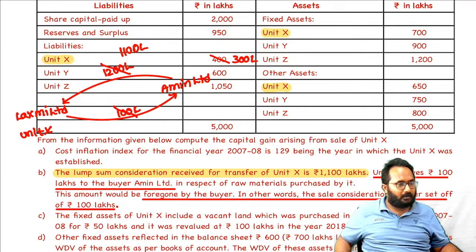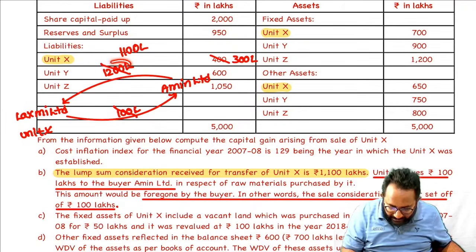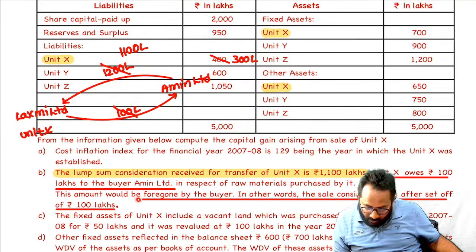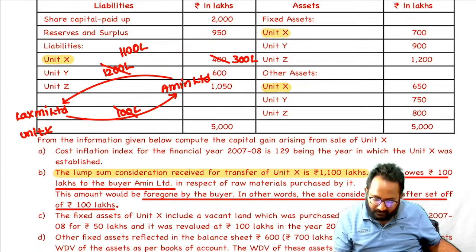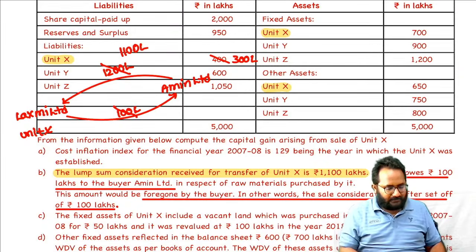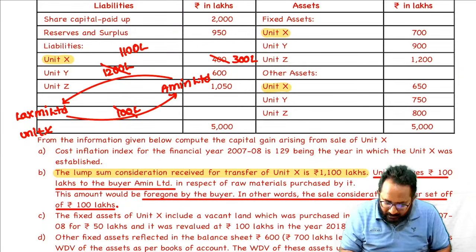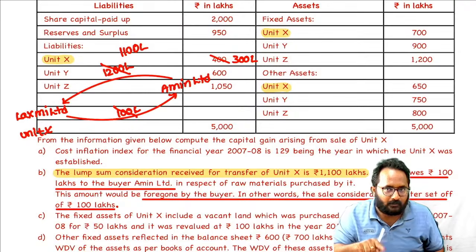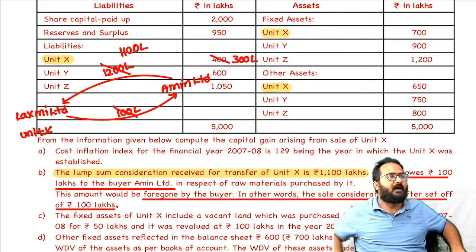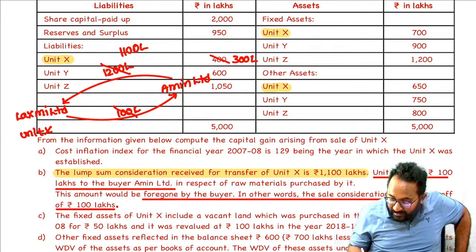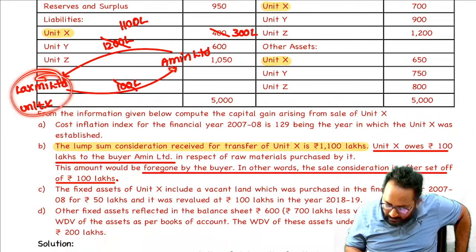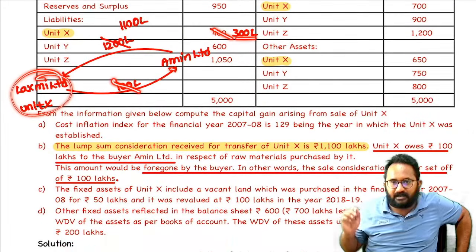Understood? Simply, 1200 initially, after setting off, they are required to give how much? The amount is foregone by the buyer. Buyer is nothing but Amin. Amin has foregone this 100 lakh. Sir, generally in our terms 1200, but you are required to give how much? 100 lakh. So after set off of these two, how much will be there? 1100. Automatically our liability will reduce or increase? Reduce. Previously I have to give 400. After set off, how much? 300.